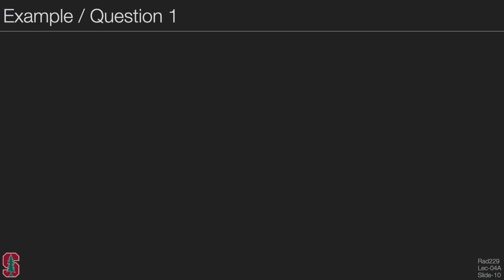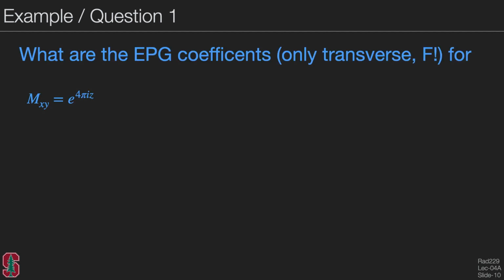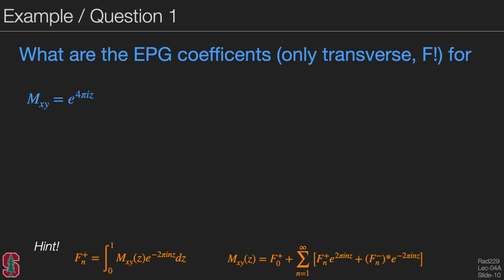So let's do a quick example question based on what you've seen so far. Don't worry if you have to look back to answer these questions, but I encourage you to try to work these out and do a little bit of practice on this, although the definitions are always available for you. So if we have mxy equal to e to the 4 pi i z, what are the EPG coefficients? Notice that this is just transverse magnetization here. So there's a hint. Here are the definitions for you, and these are the definitions I find most useful here.